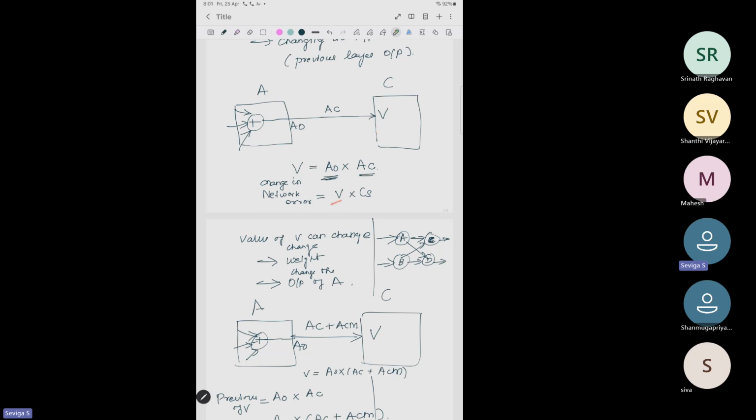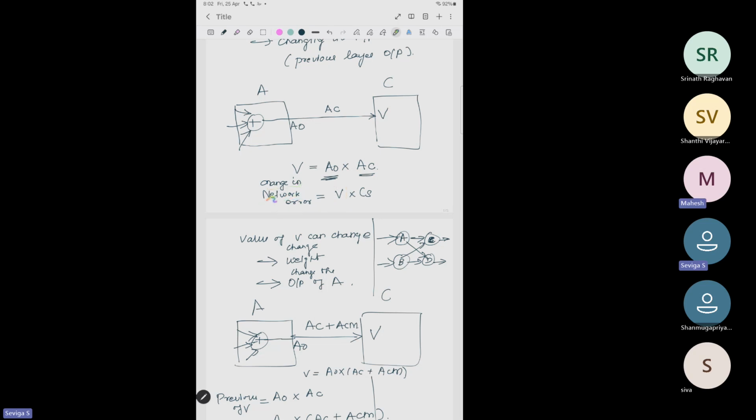How can we change the value of V? We have to change either A naught or AC. A naught is the outcome of neuron A, and AC is the weight connecting A and C. So either by changing the weights or by changing the outcome. We cannot do much with the outcome, because it is a combination of the previous neuron layers. So we cannot touch this neuron, but we can change the weight and thereby change V, which brings the change in the network error.